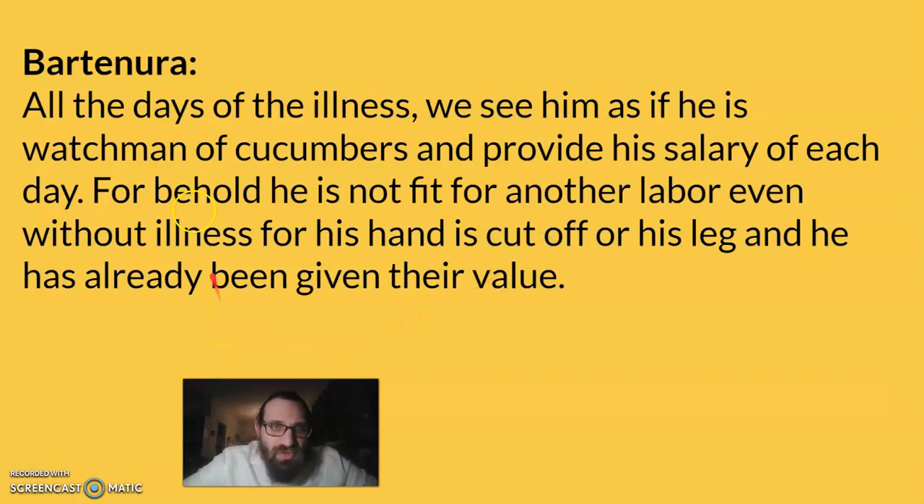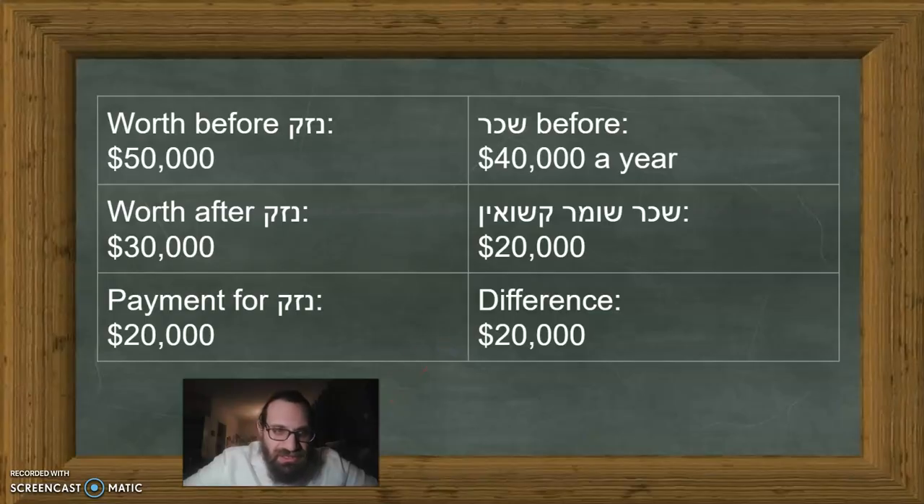The Bartenura deals with all the days of the illness while they are sick. We see him as if he's a watchman of cucumbers and provide his salary for each day. We're going to pay him with the garment of a cucumber guard because he's not able to do another job. We're paying him for what he's able to do, even without illness, because his hand is cut off or his leg or he's injured. He's already been given that value. What does that mean? Let's see like this. Let's get an example.